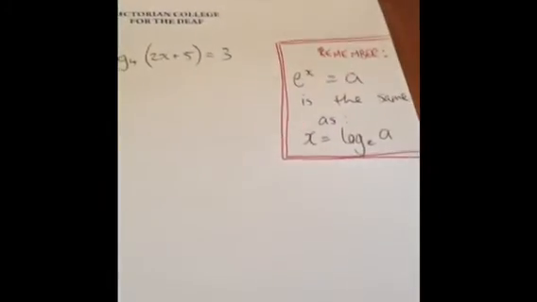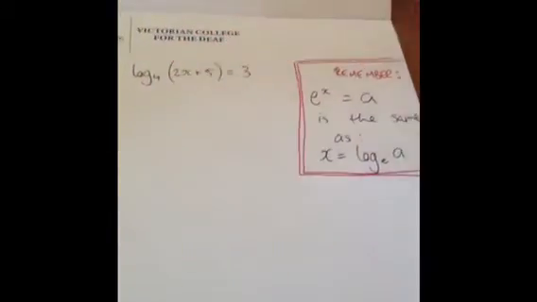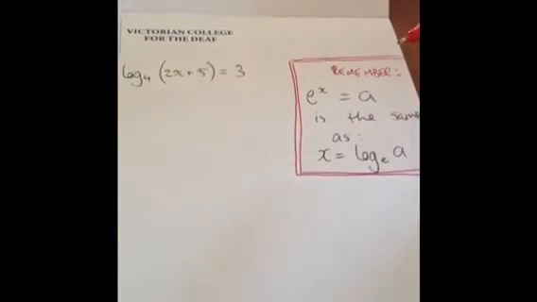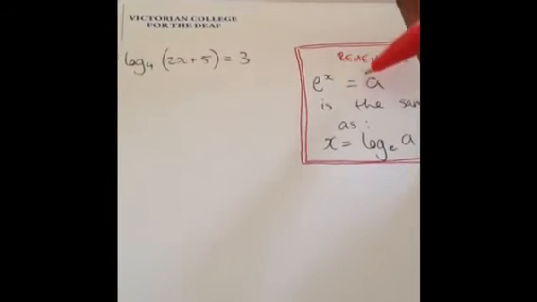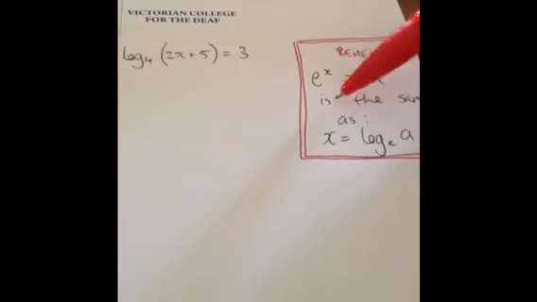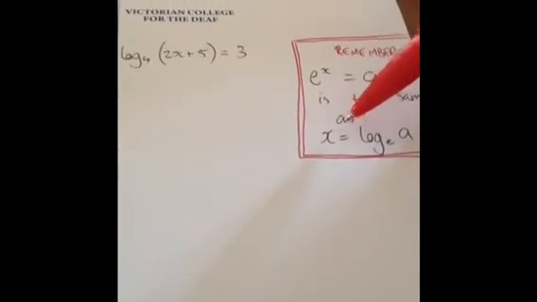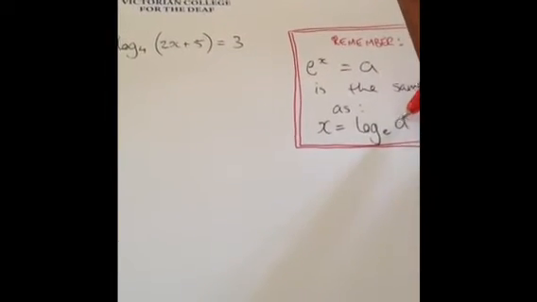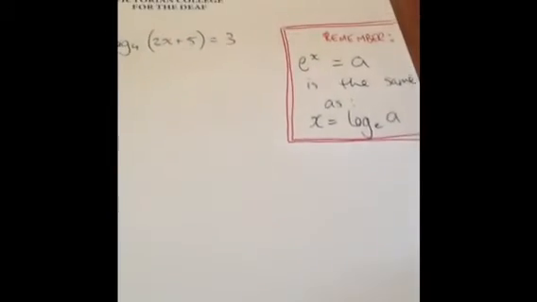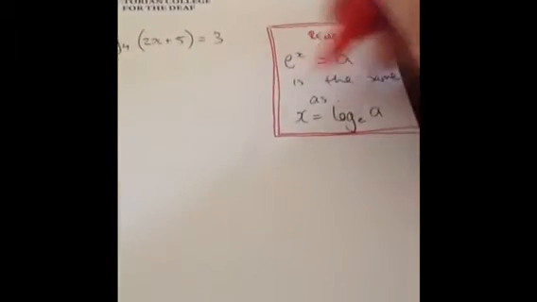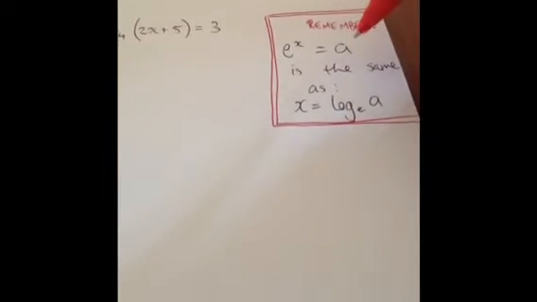Now in this example we've got x in a logarithm. So we've got log base 4 of 2x plus 5 is equal to 3. For this particular example we need to remember that e to the power of x equals a is the same as x equaling the log base e of a. So what we can do is rearrange this so that it's in index form, so that it looks a bit more like this.